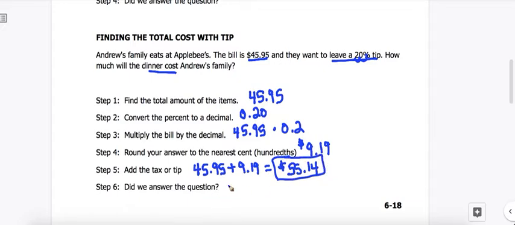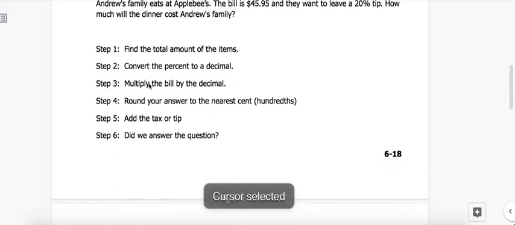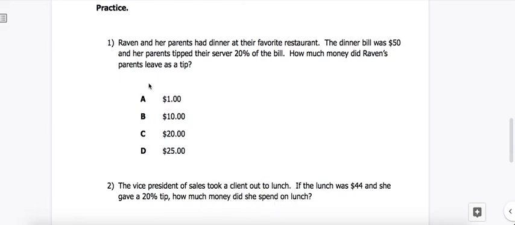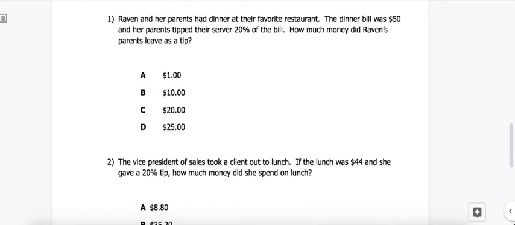And did we answer the question? Yes, because we calculated the tip and then we added because we wanted to know how much the dinner costs with the tip. So go ahead and turn the page, and let's do some practice questions.